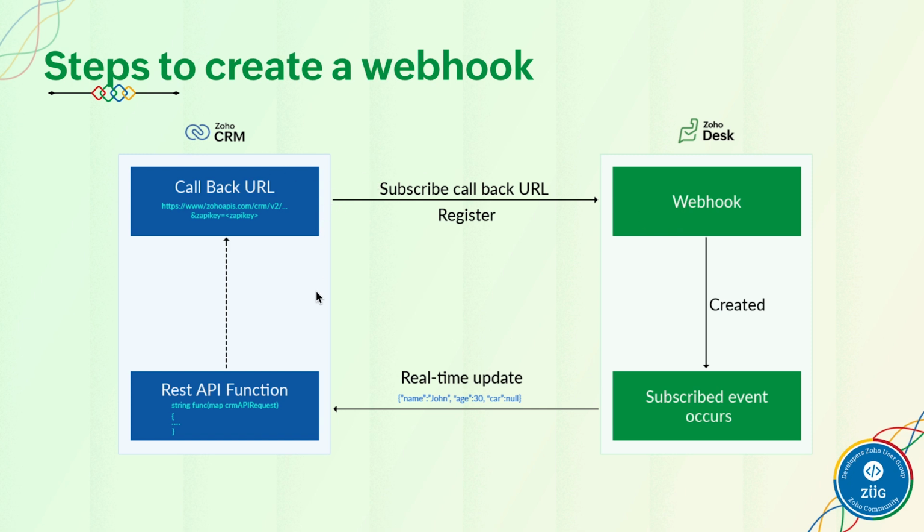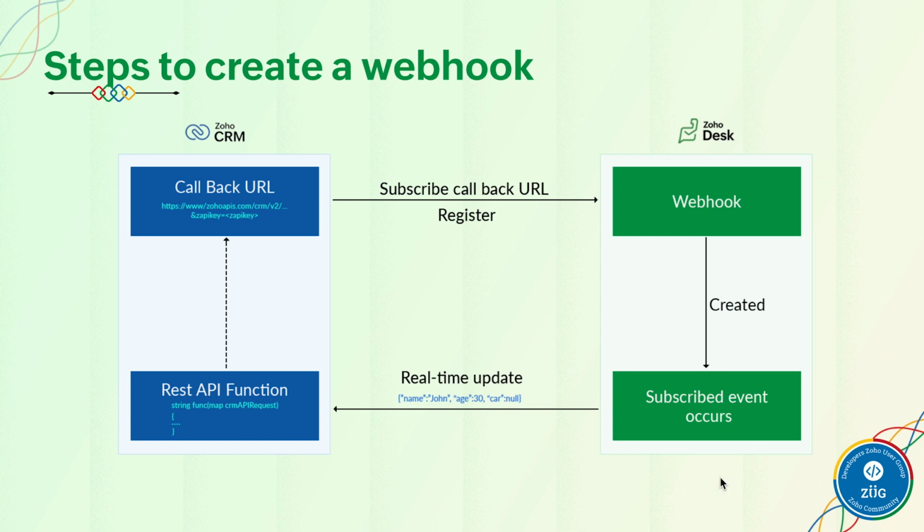We saw that in CRM, you can get this callback URL through a REST API function. So we'll be creating a REST API function in CRM, and from that function, we will get a URL which is going to be a callback URL. That callback URL is what we will be configuring or subscribing while creating the webhook in Zoho Desk. Once we create the REST API function, get the callback URL and configure that in your webhook creation, the webhook will be successfully created.